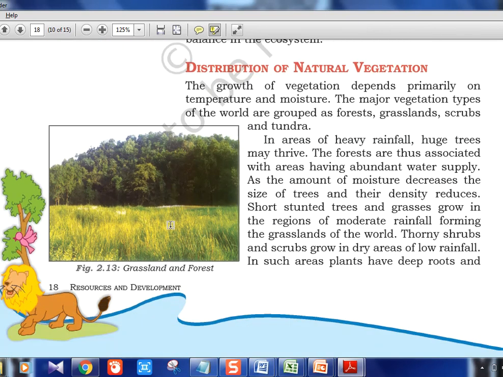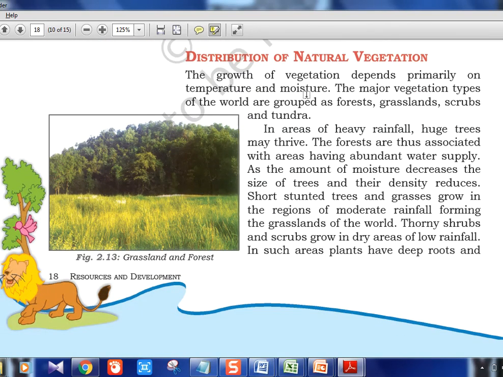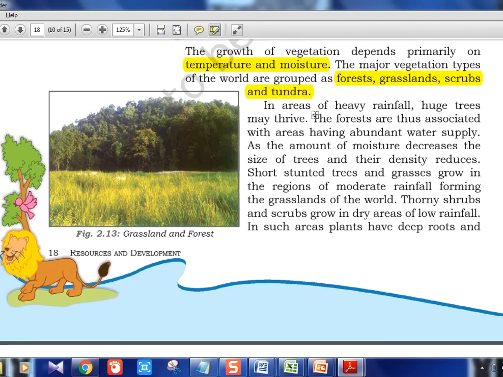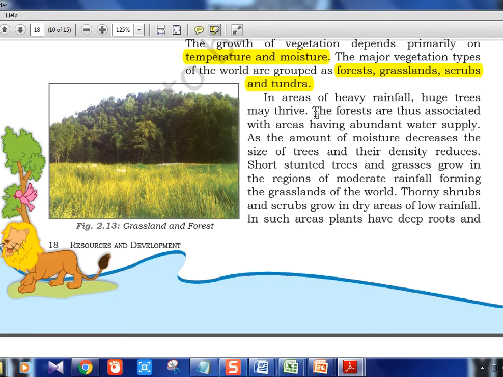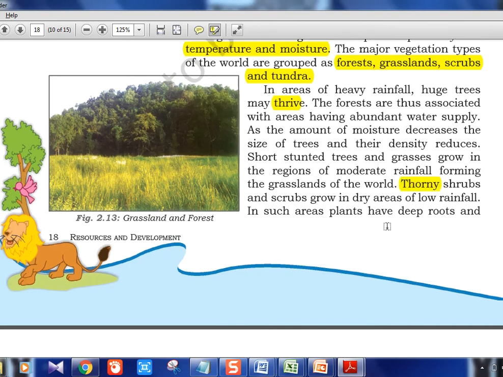Distribution of natural vegetation. The growth of vegetation depends primarily on temperature and moisture. Two factors decide the natural vegetation. The major vegetation types of the world are forest, grasslands, scrubs and tundra. In the class 7th textbook, in chapters 8, 9 and 10, we have seen in detail the different types of forest and grasslands across the world. In areas of heavy rainfall, huge trees will be there. If it's less, there will be thorny shrubs. These are basic climatic things which you know.